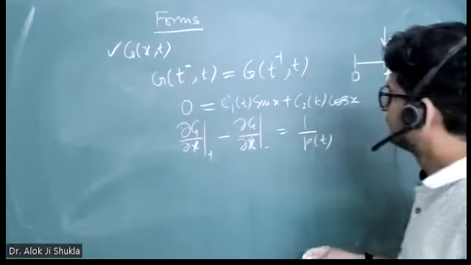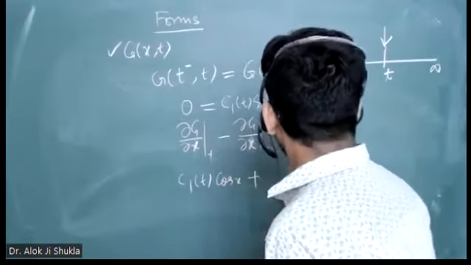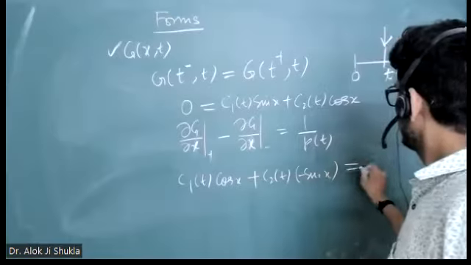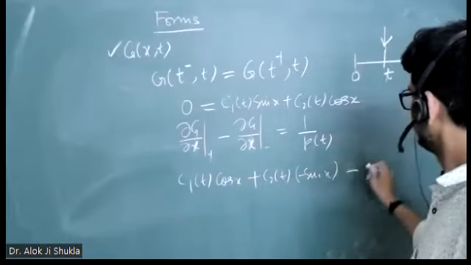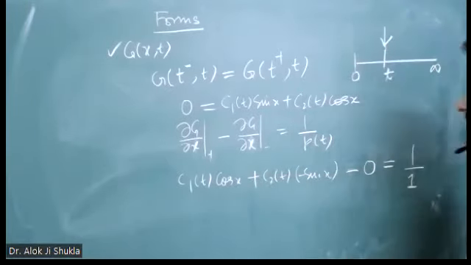So what is this equal to? The right-hand side is c1t cos x plus c2t times minus sin x, or minus 0. This is 0. And this is equal to 1 over pt. So now we have two equations and two variables. Let us solve them for c1t and c2t.